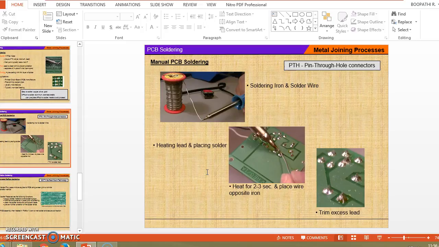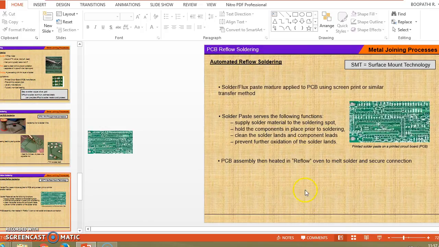This is manual PCB soldering, with soldering iron and soldering wire. Heat the lead and place the solder, heat for 2 or 3 seconds and place the wire opposite the iron. This is the surface finish of soldering, trim excess lead. This is PCB reflow soldering. PCB pastes have the following functions: supply solder material, wet components, clear the solder lands and prevent further oxidation.